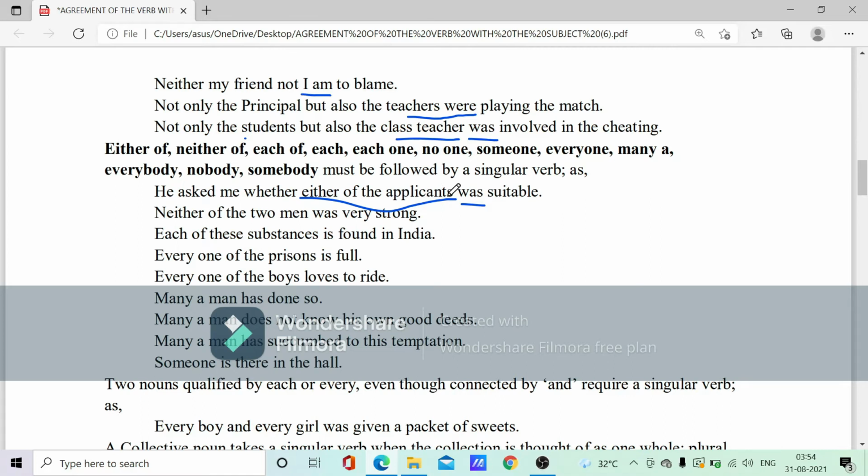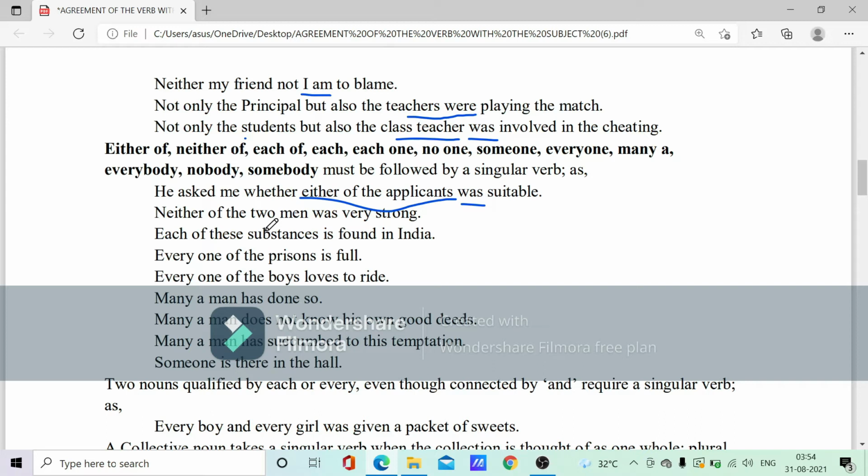Never think that you have to apply the verb according to applicants, because here either of is the original subject, not the applicants. Applicants is just the supplementary word. इसमें से एक निकालना है. Applicants बहुत सारे हैं, but either means कोई एक. And when we are talking about कोई एक, then you have to apply a singular verb. Neither of the two men.